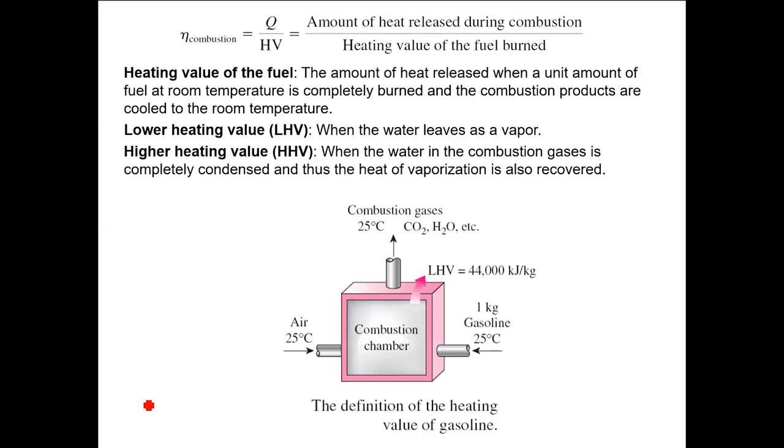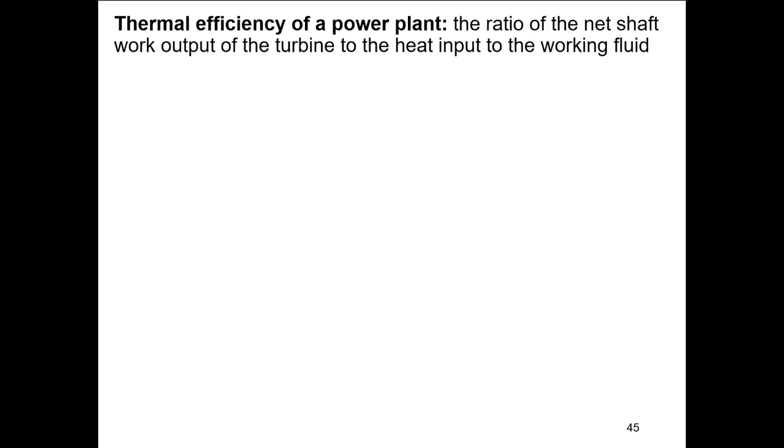Now, we have looked into the energy of the combustion process. Now we look into the thermal efficiency of a power plant. Thermal efficiency is the ratio of net shaft work output of turbine and the heat input to the working fluid. Let's see how a power plant works. In a power plant, you have basically three major components.